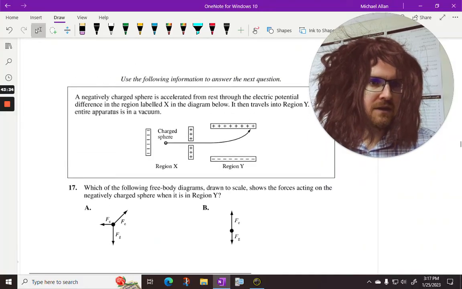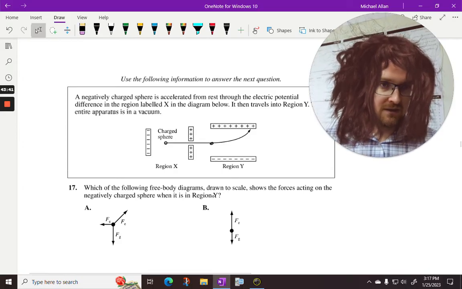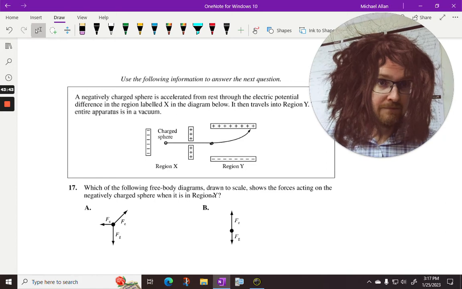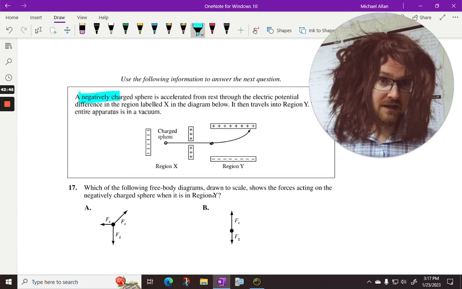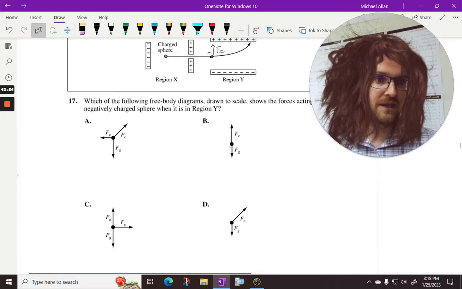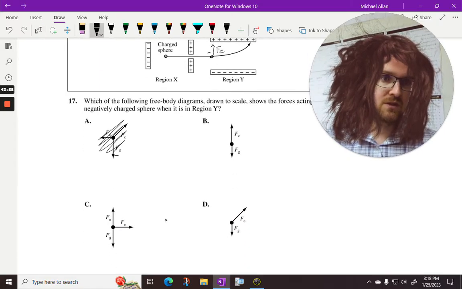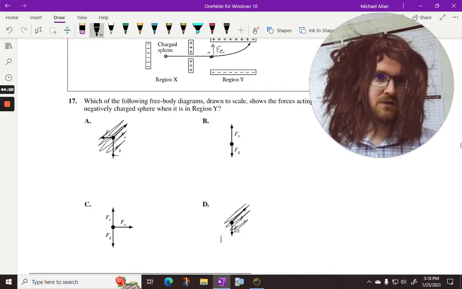Okay. We want to know the forces acting in region Y here. So what forces are acting on this charged sphere? It's negatively charged. Okay, that's key to this one. Because it's negatively charged, it's going to be attracted towards the top plate, so there's going to be an electric force going straight up. So I'm going to cross off this one and this one. So I have a choice between those two.